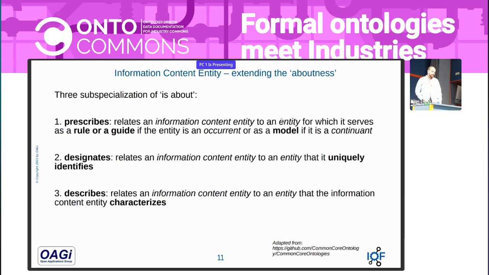So we introduce three subspecializations, that is prescribes, designates, and describes. Prescribes is used as a rule or a guide in the case of things that unfold in time, in other words, occurrents, or as a model of the things that persist through time, in other words, continuants. Designates uniquely identifies entities. By uniquely, that means there is some certain context in which it identifies the entity, and one information content entity can identify exactly one entity. And finally, there is describes, which characterizes the entity in question.